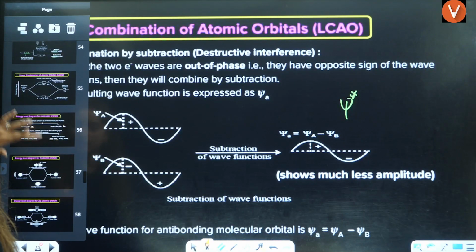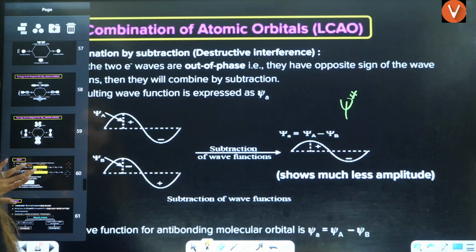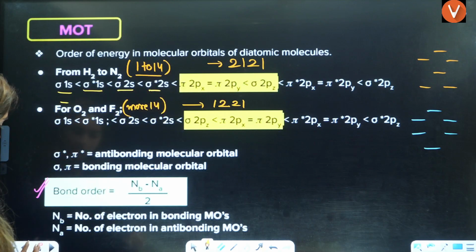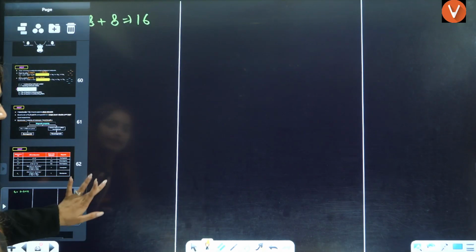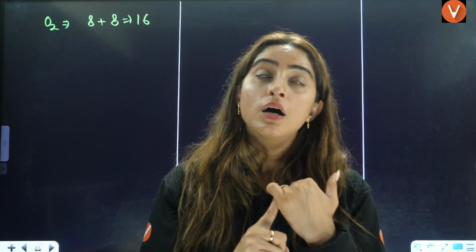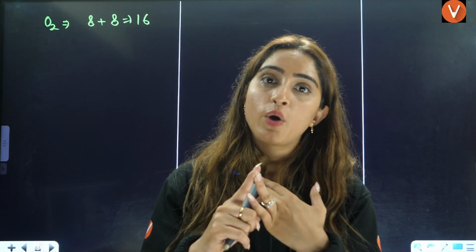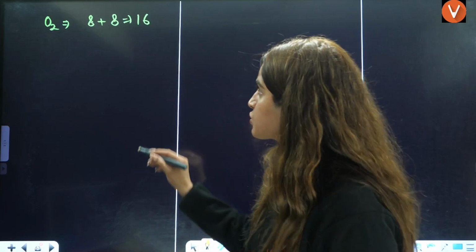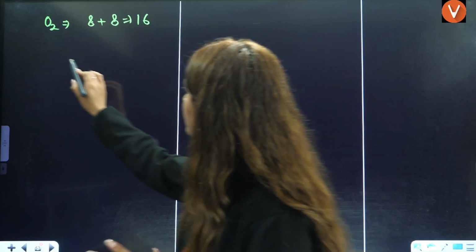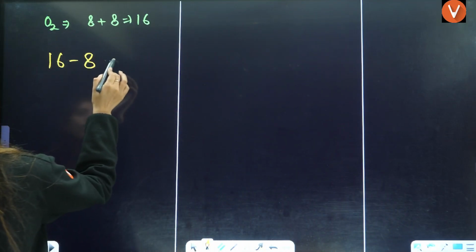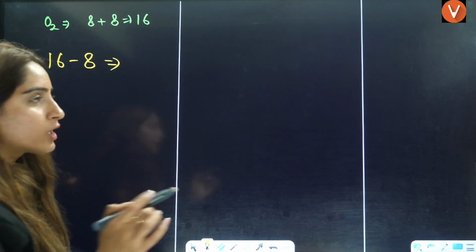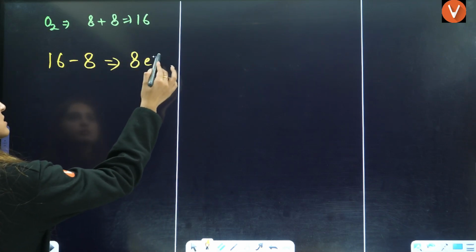What is KK? This is KK: sigma, sigma star, sigma, sigma star. That is why in KK you have 8 electrons. Sigma 1s you have 2, sigma star 1s you have 2, sigma 2s you have 2, sigma star 2s you have 2. So in total you always have 8 electrons. So just subtract 8 electrons, that is from the KK, out of this 16. We are left with 8 electrons.